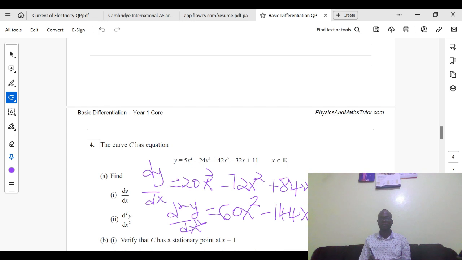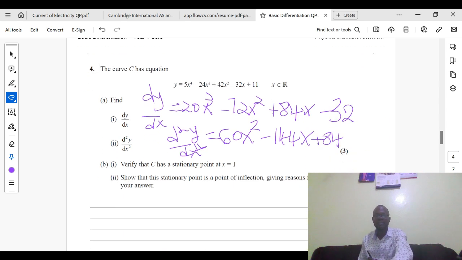And then 1 minus 1 is 0. And as we know, any number raised to the power of 0 is simply 1. So we don't write here x to the power 0, just write it as 84. And then you are differentiating 32. When you differentiate a constant, you get 0. So that is our second derivative.